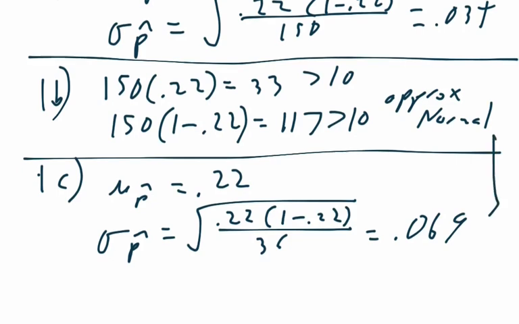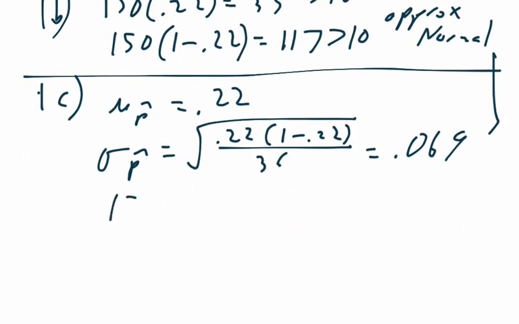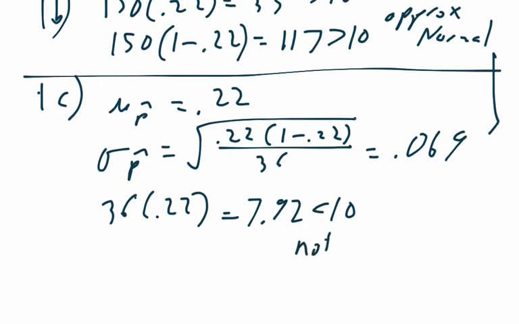And then when I do 36, not 150, because we're not doing 150, when I do 36 times 0.22, the answer turns out to be 7.92, which is less than 10, so we'll just say that it is not normal.